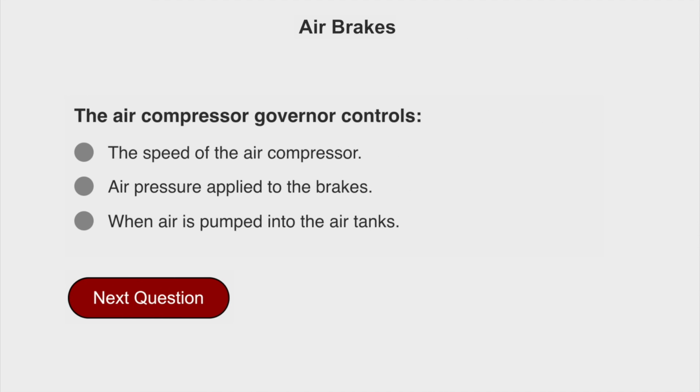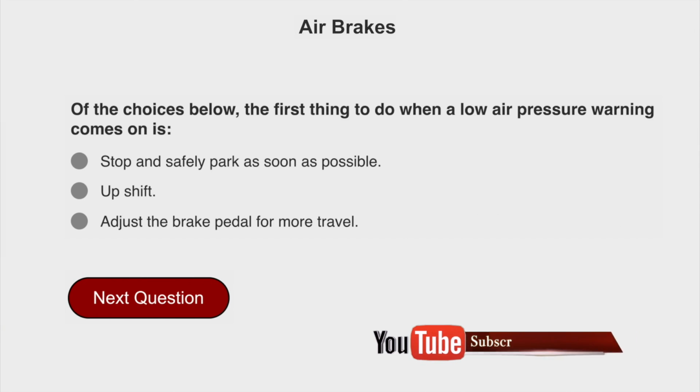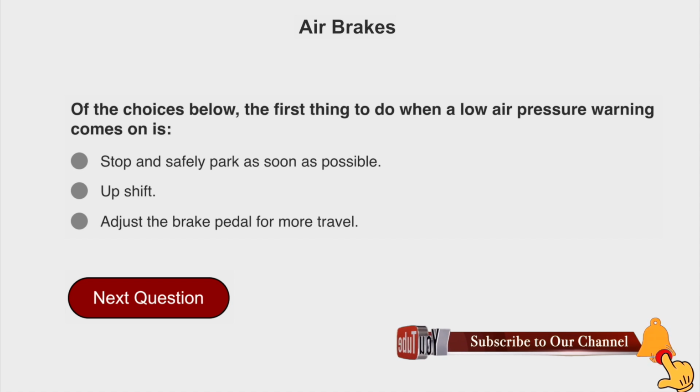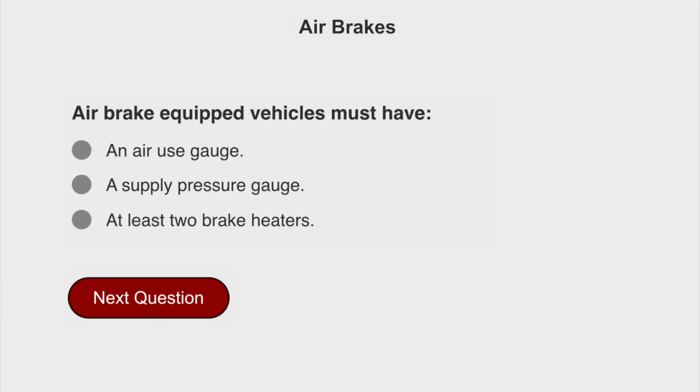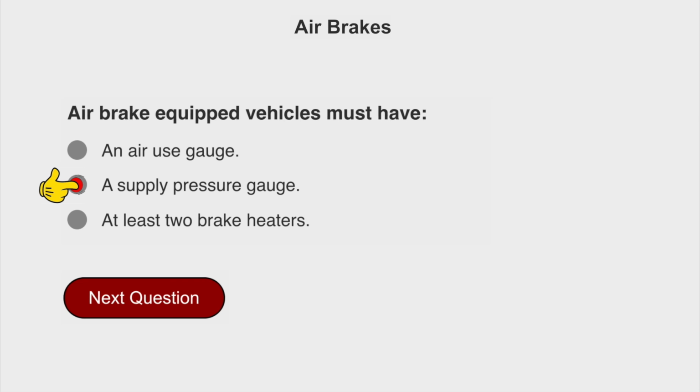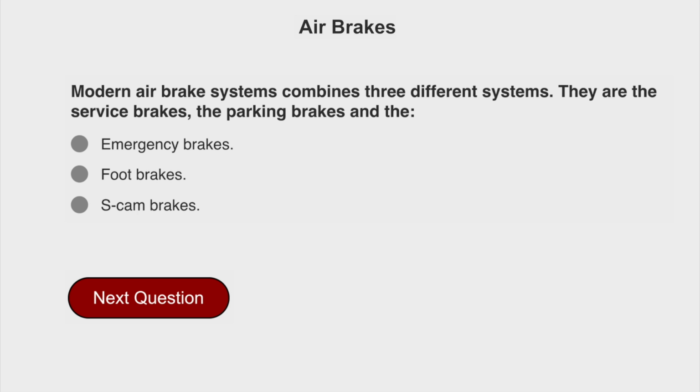The air compressor governor controls when air is pumped into the air tanks. Of the choices below, the first thing to do when a low air pressure warning comes on is stop and safely park as soon as possible. Air brake equipped vehicles must have a supply pressure gauge. Modern air brake system combines three different systems. They are the service brakes, the parking brakes, and the emergency brakes.